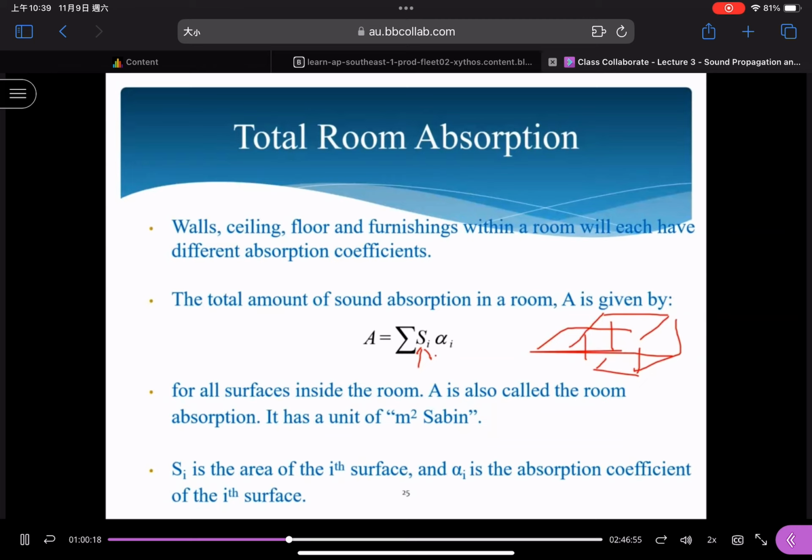I repeat again: this one is the geometric dimension. The unit is square meter. Let's say the ceiling area is something square meters. And how about alpha? Alpha ranges only from 0 to 1, and there is no unit. This one we call A, the total room absorption. The unit is square meter sabin. Some reference books just write it as square meter, but this square meter is not the geometric area. Any problem?